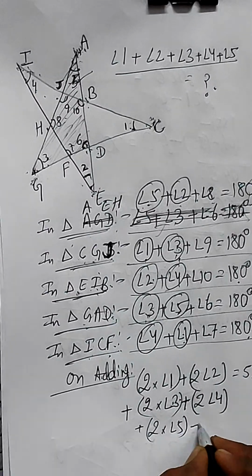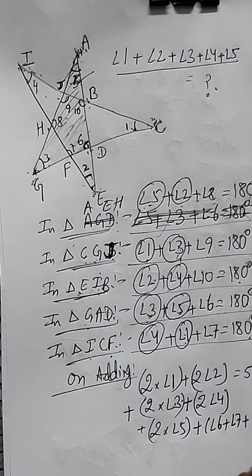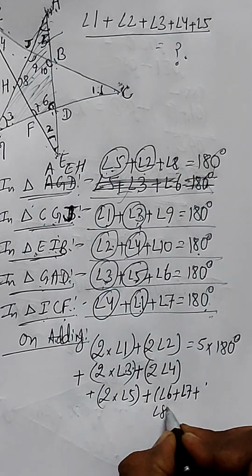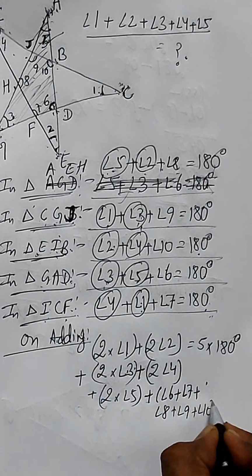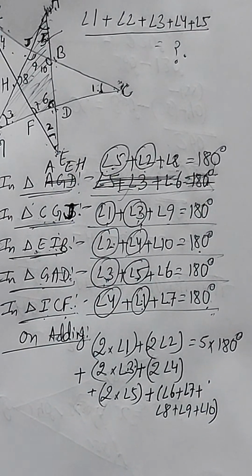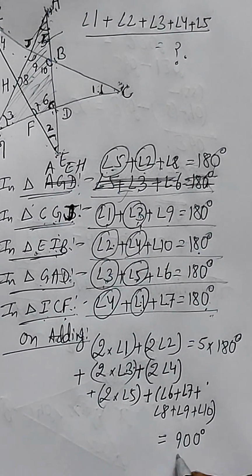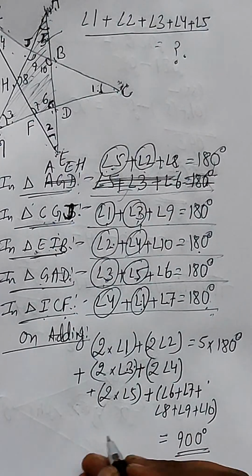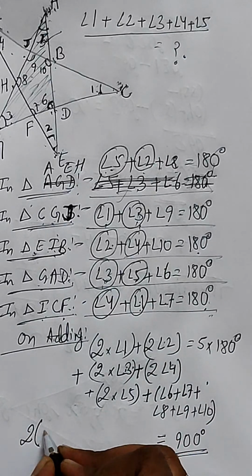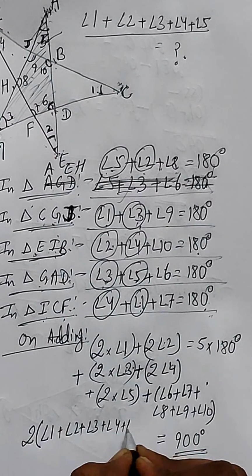So we can say that plus angle 6 plus angle 7 plus angle 8 plus angle 9 plus angle 10 will be coming as 5 into 180 degrees, right? So 5 into 180 degrees on the RHS gives 900 degrees, right? And you can see if 2 can be taken as common, we are left with 1, 2, 3, 4, 5. So 2 times angle 1 plus angle 2 plus angle 3 plus angle 4 plus angle 5.